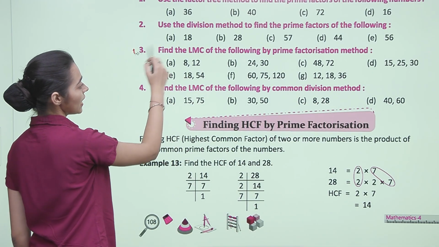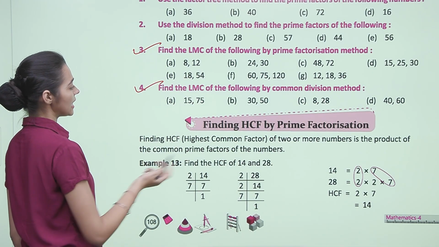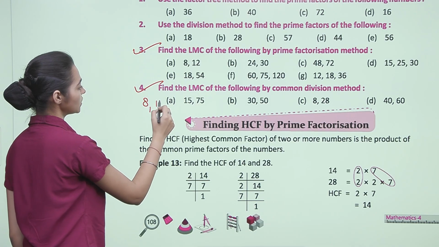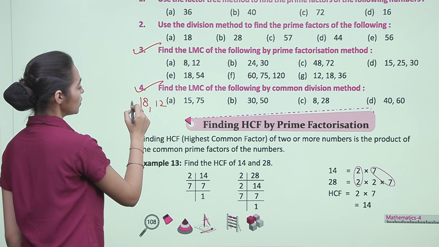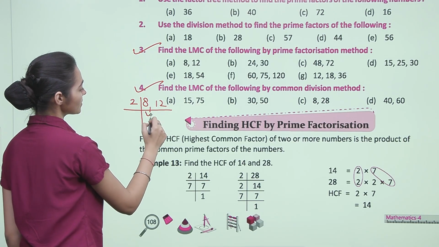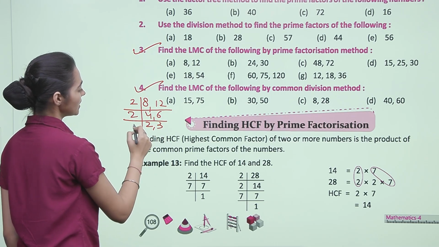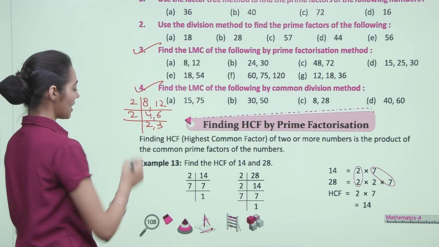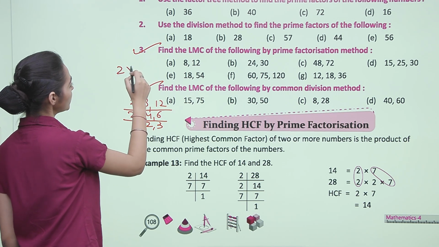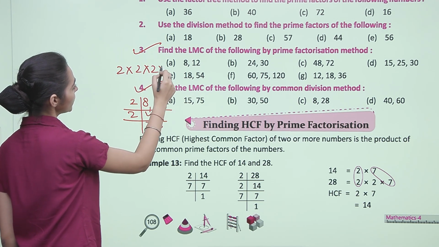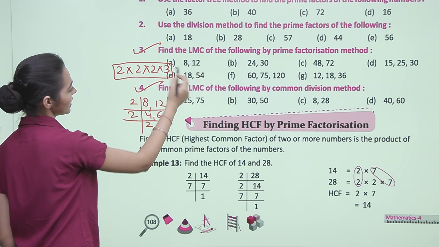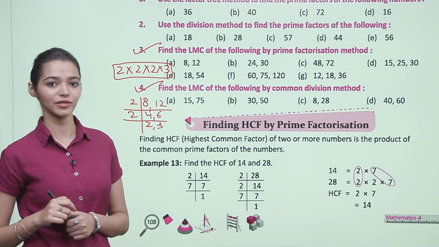Now in the next one we have to find the LCM of these numbers. LCM of the numbers 8 and 12, that is 2 4s are 8, 2 6s are 12, again 2 and 3. Now this is our LCM. Our LCM is 2 into 2 into 2 into 3. This is our required LCM. That's how you can complete the remaining part.